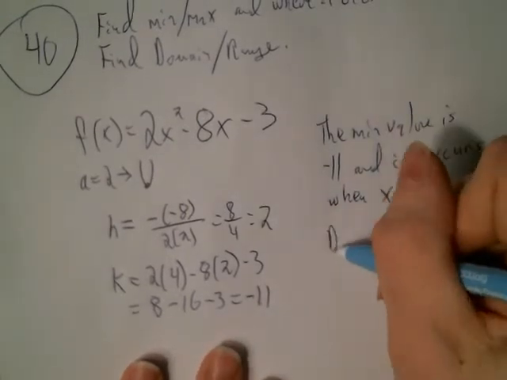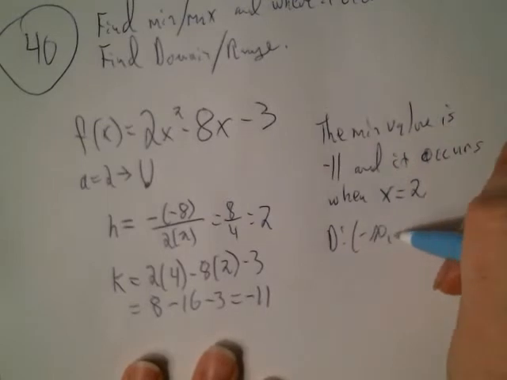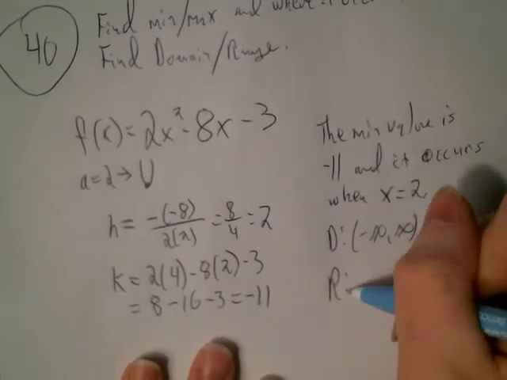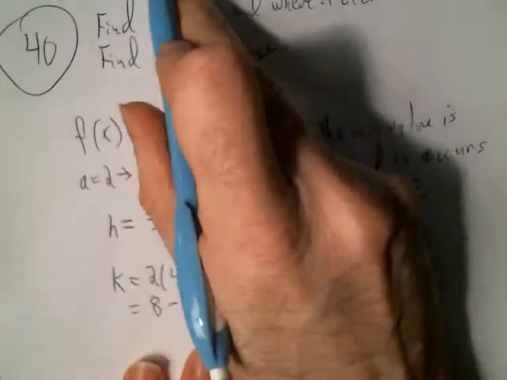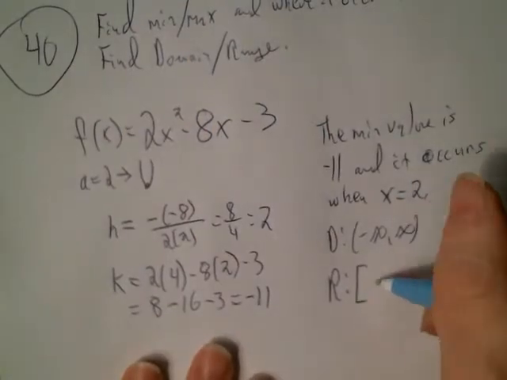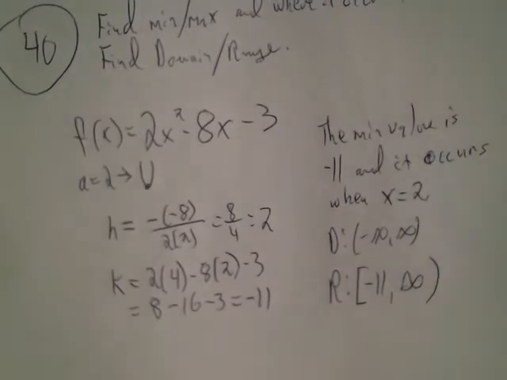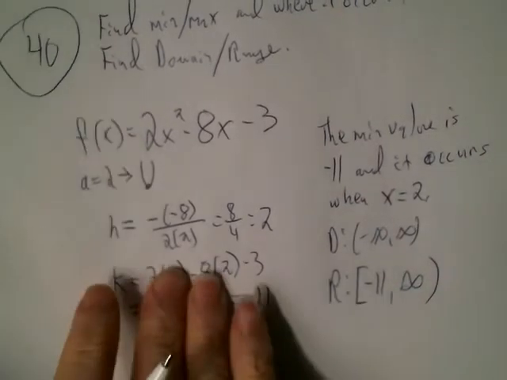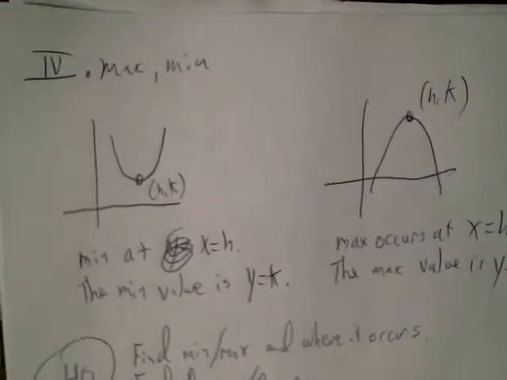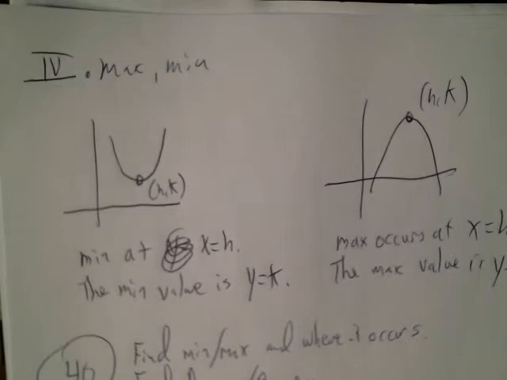Then the domain, as usual, is negative infinity to infinity. And the range, we start from the bottom and then it goes up and up and up. So it starts at the min value, negative 11, and then it just keeps going up. Okay, so if you know how to find the min and max, you can solve a lot of applications.